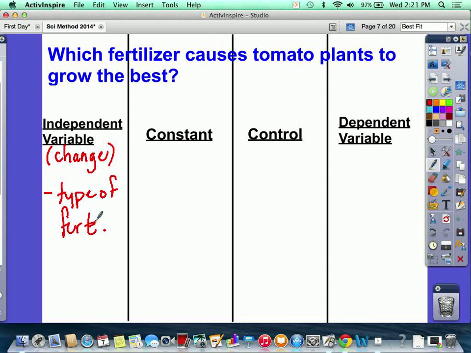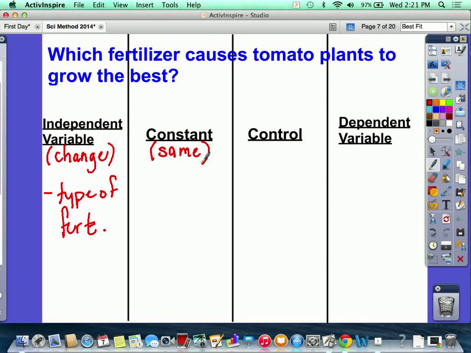Okay, so the type of fertilizer is what we're going to change. The second word on our list is the word constant. The key for the word constant is something that we're going to keep the same in the experiment. So let me ask you a question. If we're going to try to figure out which type of fertilizer makes the plants grow the best, what is something that we should keep the same in the experiment? Yes, sir.